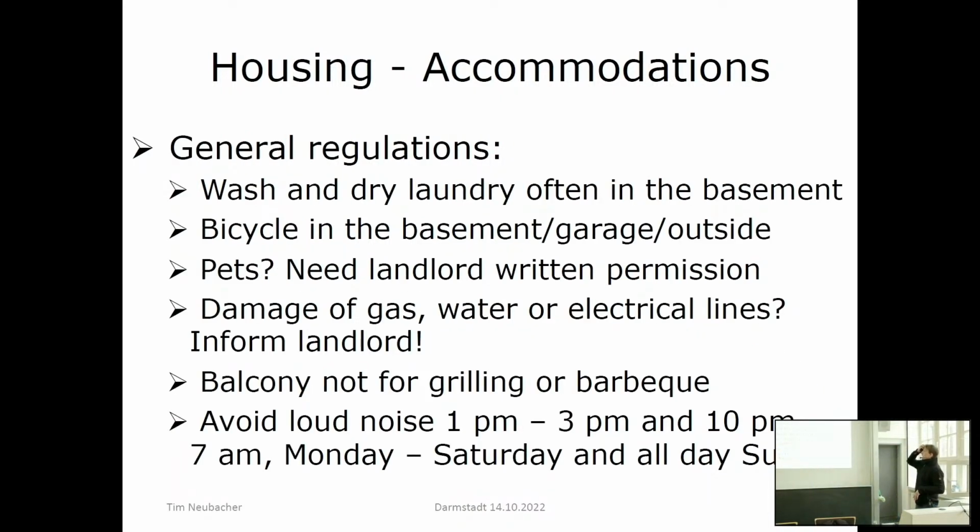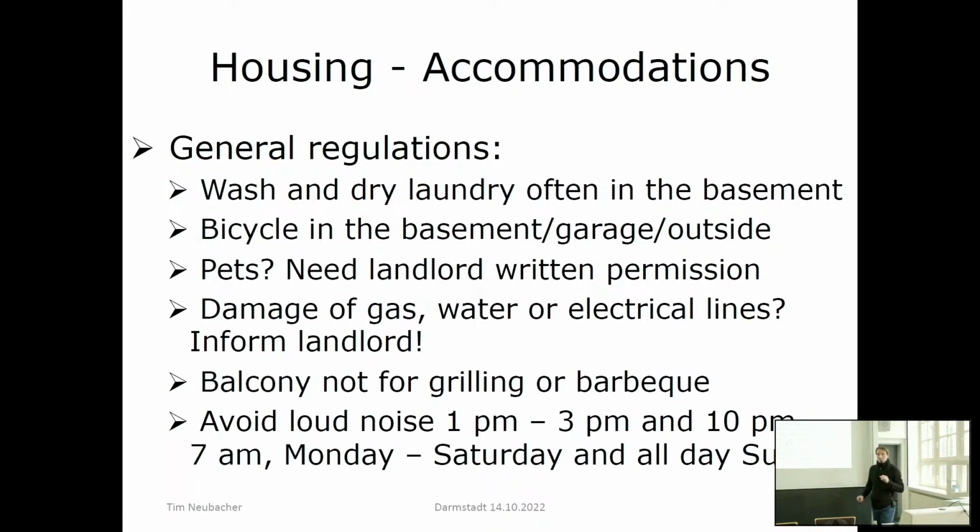So there are, of course, some more differences. For example, washing and drying the laundry is often only possible in the basement, not in your own flat, for example. That's usually stated also in the contracts. Sometimes it's somewhere located in your bathroom or something, but most likely it's somewhat in the basement.